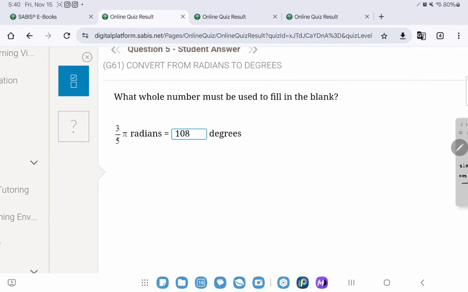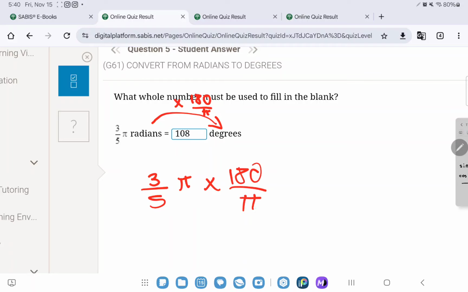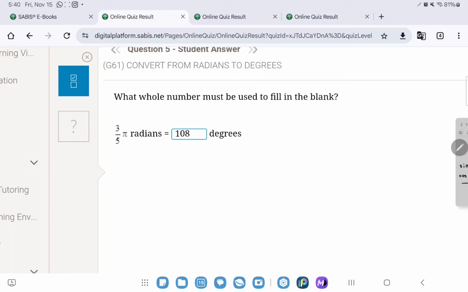So 3/5 pi radians to degrees. We said when you're moving from radians to degrees, you multiply by 180/pi. So 3/5 pi times 180/pi, right? Pi goes with pi, and 180 is going to simplify with the 5. 180 divided by 5, you're going to get 36, and 36 times 3 equals 108. You could do this in your calculators, by the way. Let's move on.